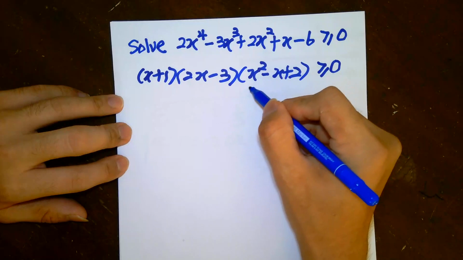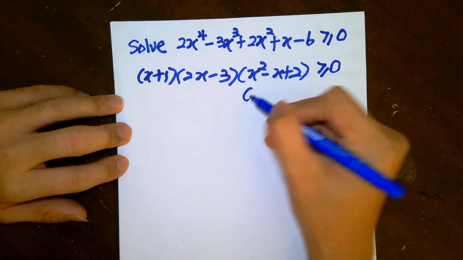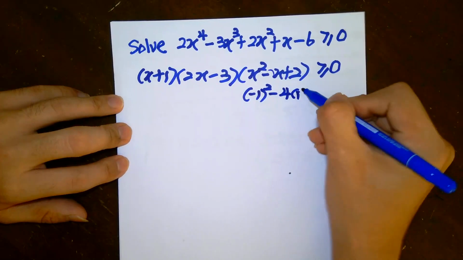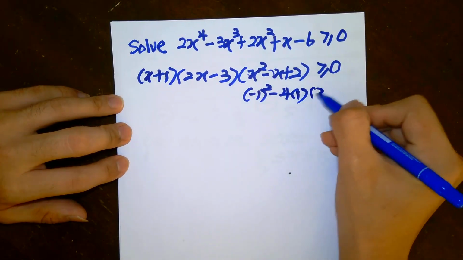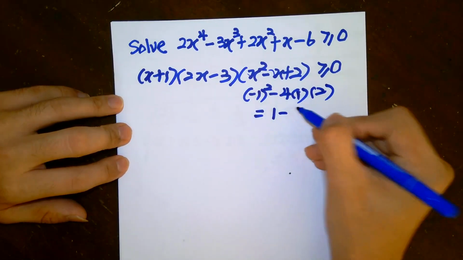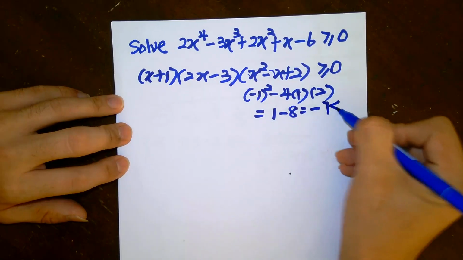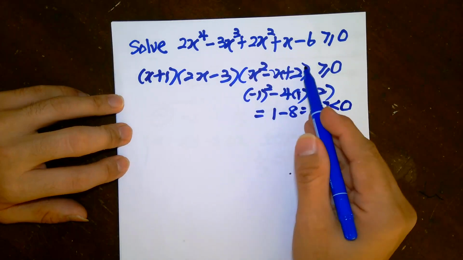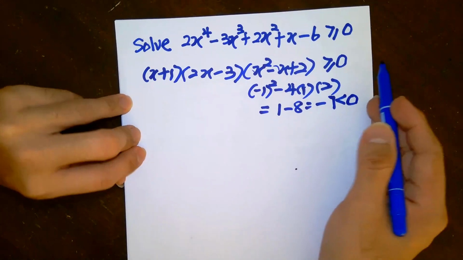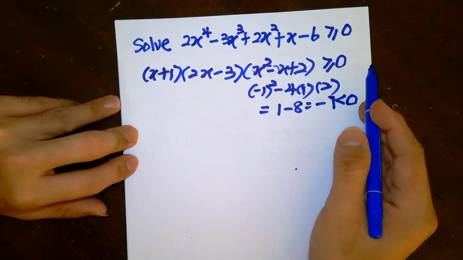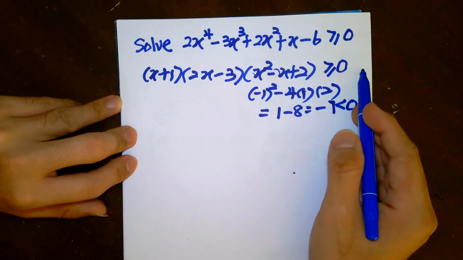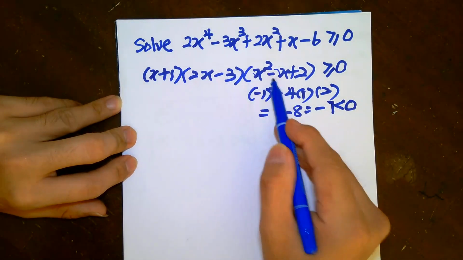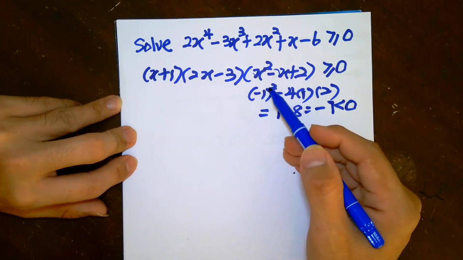If you try here, b squared minus 4ac gives you 1 minus 8, which is negative 7, less than 0. This means this type of quadratic factor does not have real factors. It has imaginary roots, so it cannot be further factorized into two real factors. It will give a complex factor.